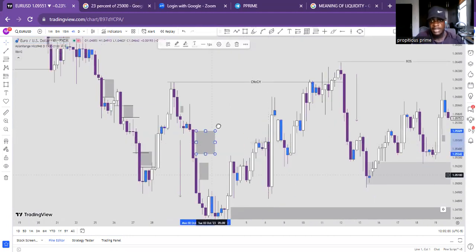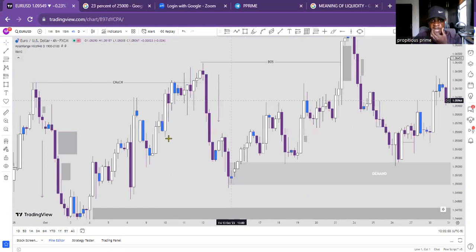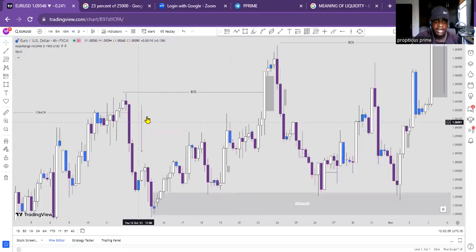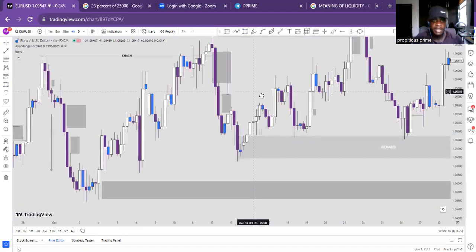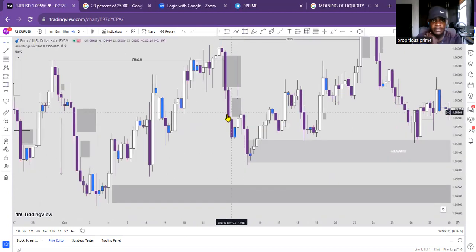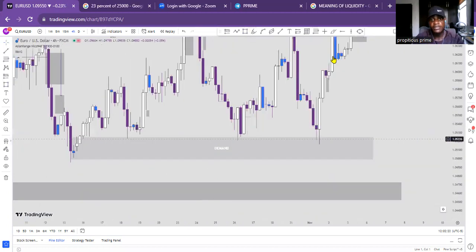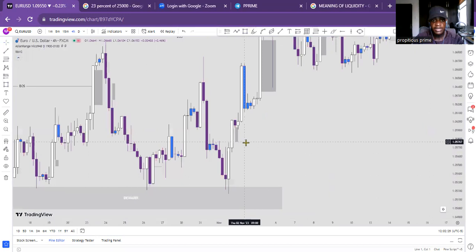So this is an imbalance. This is an imbalance as well. This here is an imbalance. You can see from this candle to this down candle, there's an imbalance. Even the one below it, yes, it's also an imbalance. No matter how small it is, as long as it's a gap, it is an imbalance in the market. So this is an imbalance as well.